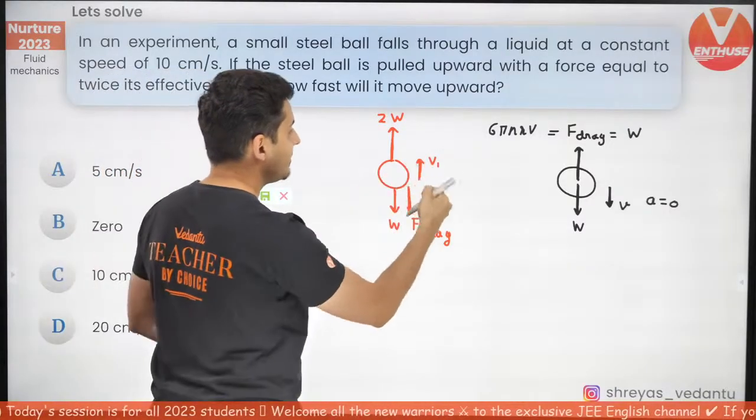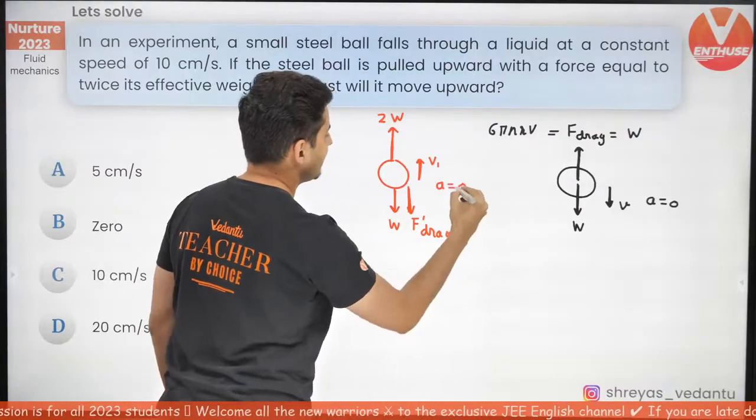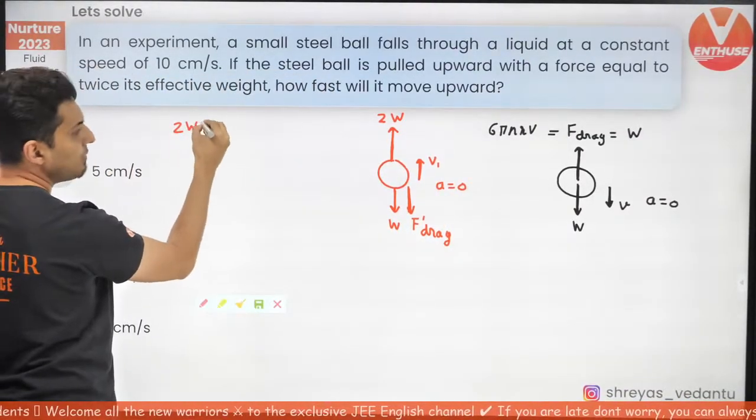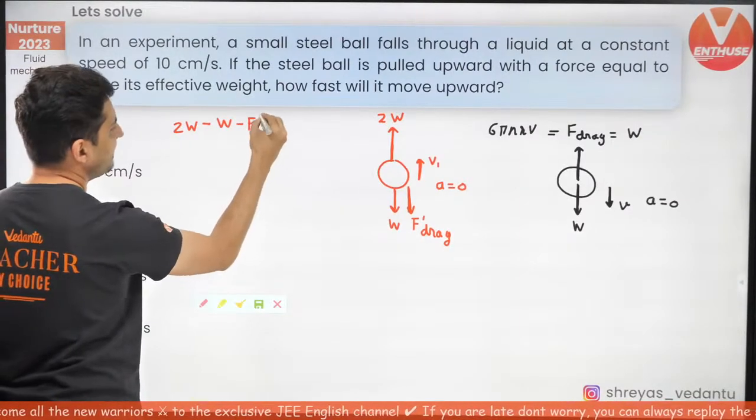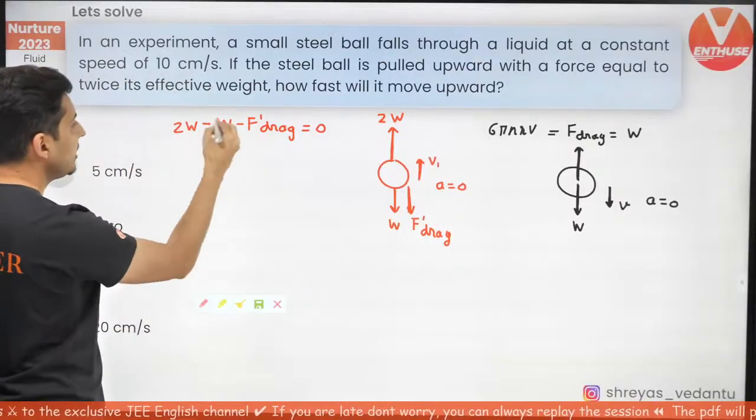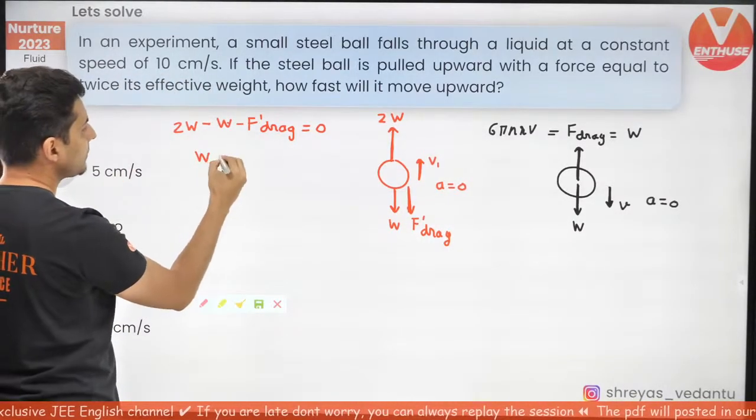So if we want to find this new velocity, again the acceleration is 0. Let's just figure this out. 2W minus W minus F prime drag is basically 0 because no acceleration. 2W minus W, that's W.